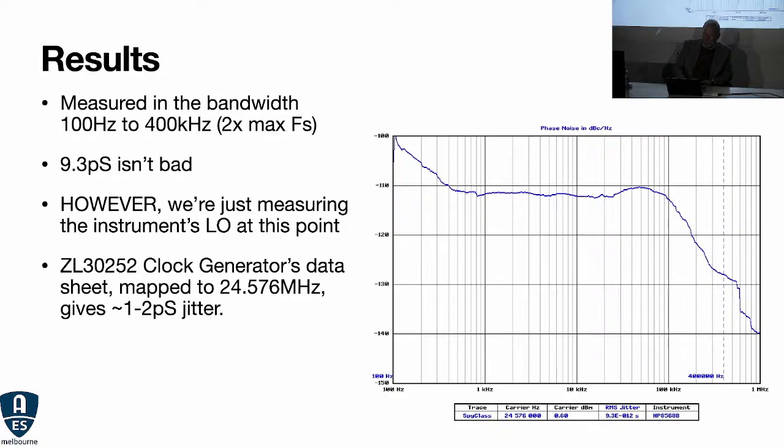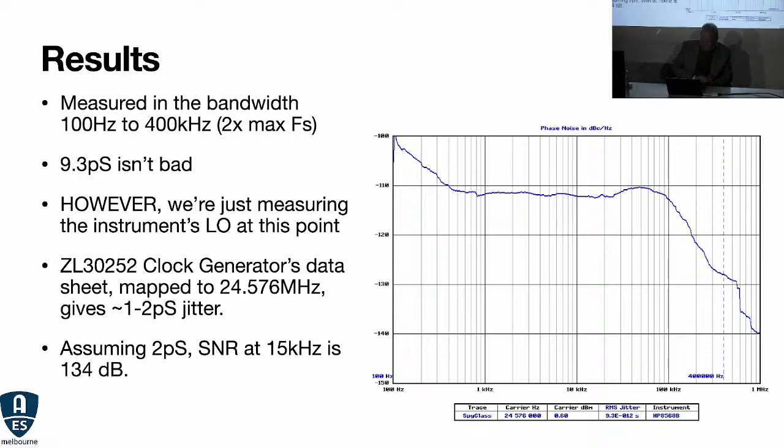So you've got to ask yourself, why are you doing this? Which is an excellent question. But assuming the worst case, at 2 picoseconds, the signal to noise at 15 kilohertz would be 134 dB. Our ADC or DAC is spec'd at 130, so we're doing better than that, and that should work pretty well.